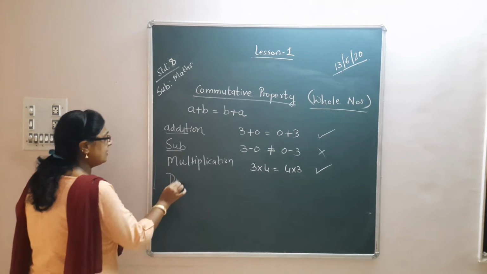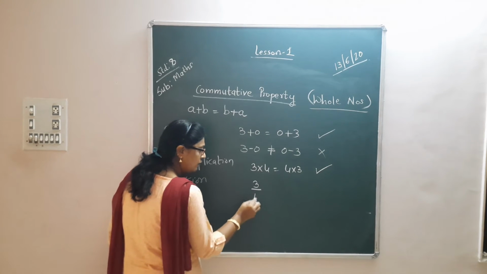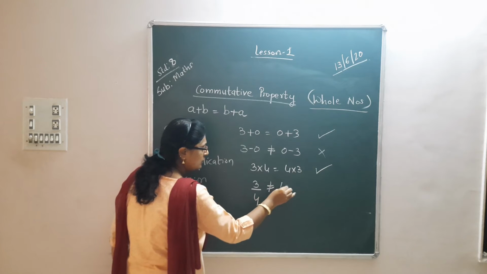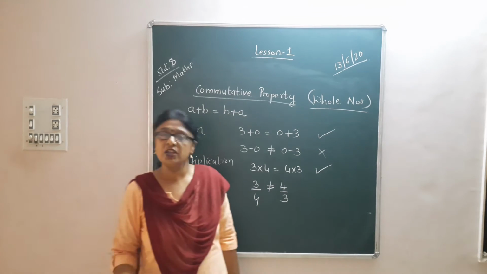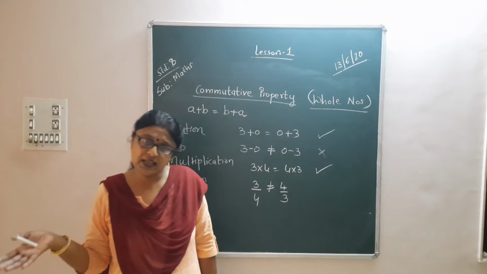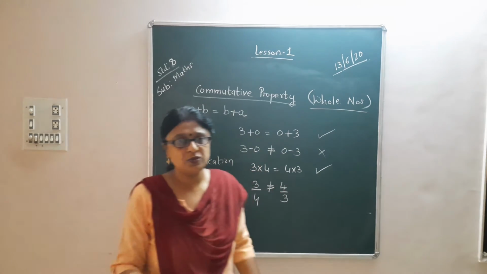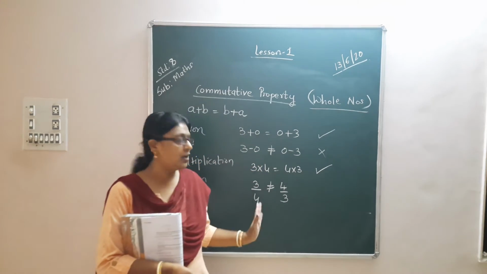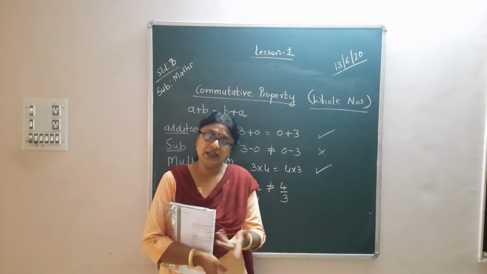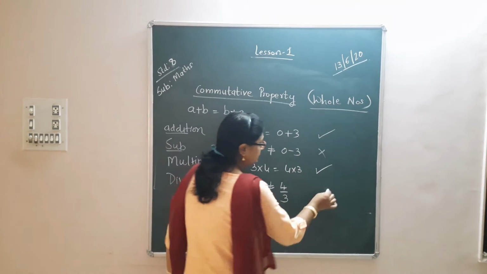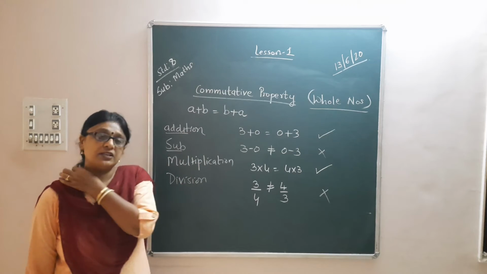Now can you tell me for division? If I do 3 upon 4, you will get an answer, and 4 upon 3 you will get an answer. Will both the answers be same? No, it is not going to be same. Why? Because here the numerator and denominator are getting interchanged. So obviously the answers are going to be different. So it is not commutative, right?